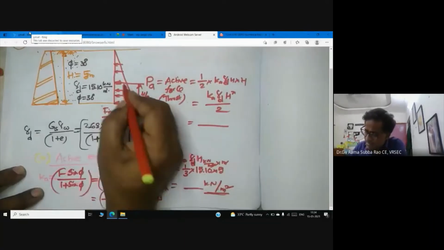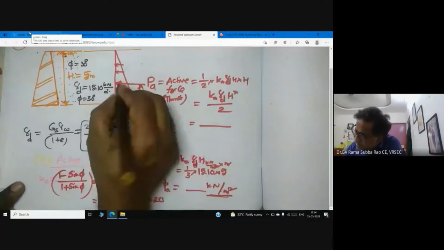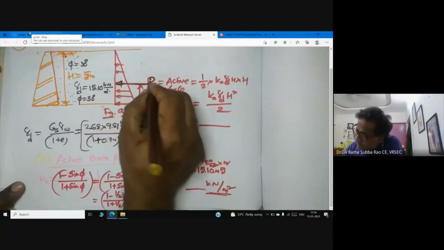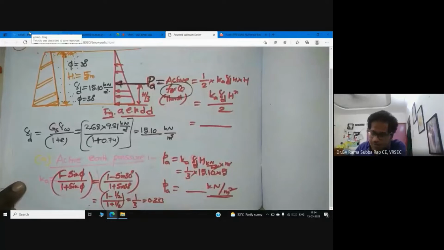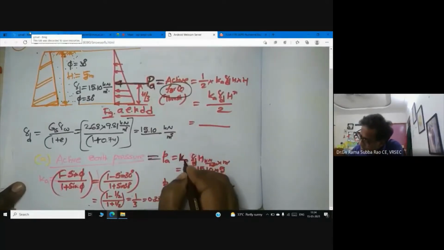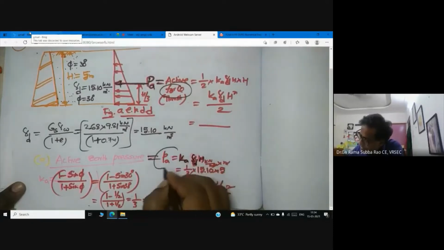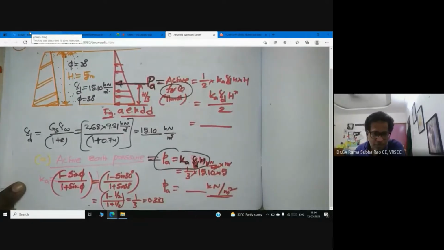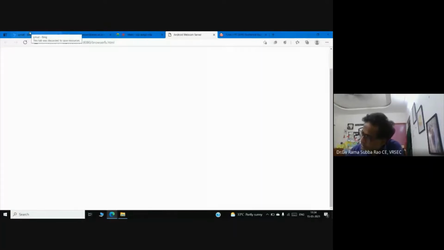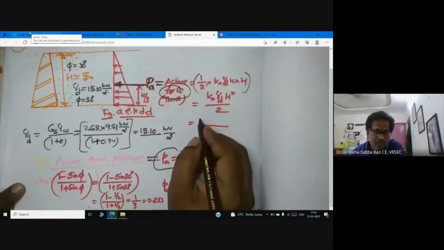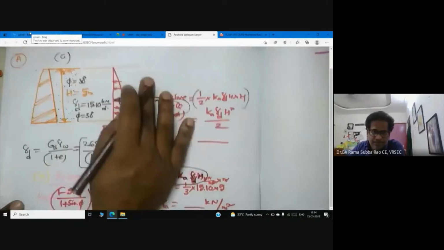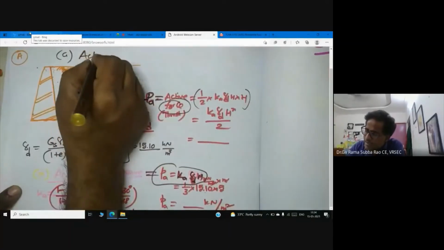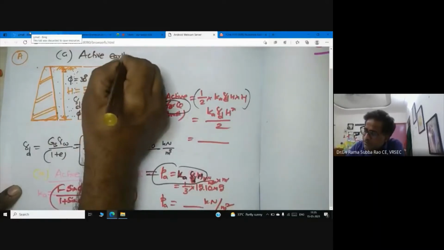This is the resultant force that I can show you. This is resultant force Pa. I am telling about force, you people are telling about pressure. We know the difference. Ka into gamma d h is pressure. If you want force, you need to calculate the area of the pressure diagram. Okay, this is force. So this is about active earth pressure.